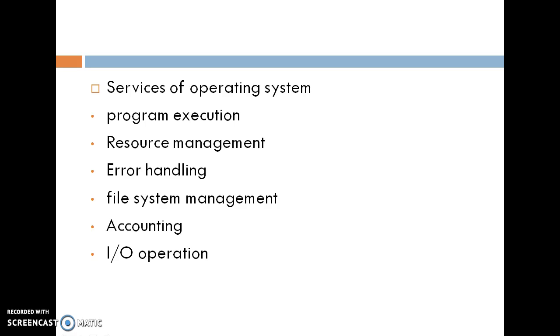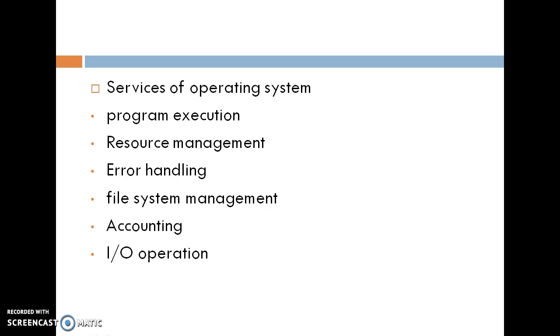Then the next service given by the operating system is accounting. Basically, accounting is related to a computer system which can be shared among multiple users. The single system can be shared among multiple users by providing the different users their login names and passwords. So the operating system must be able to maintain the account of all the users with their login names and passwords.